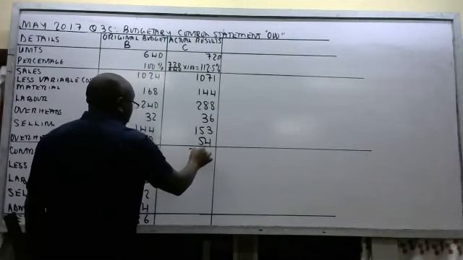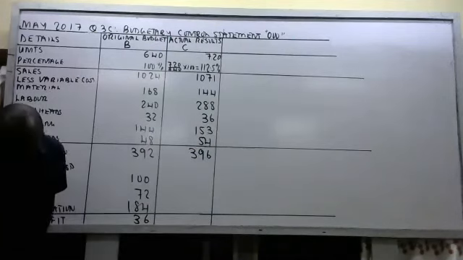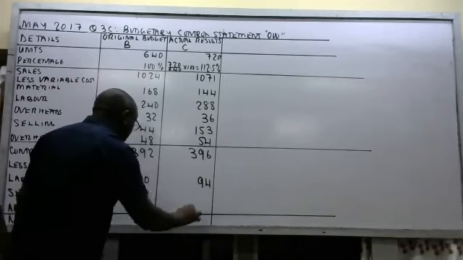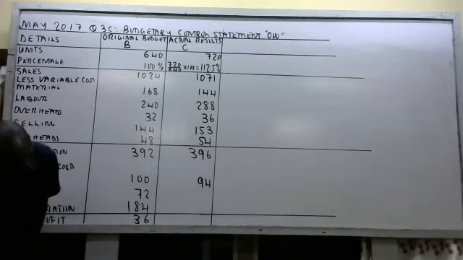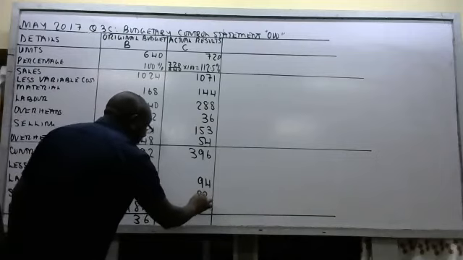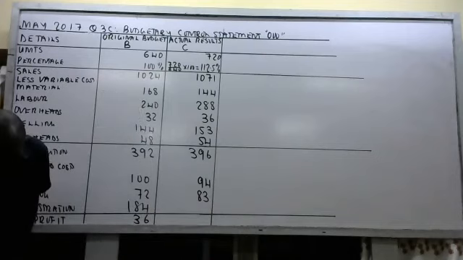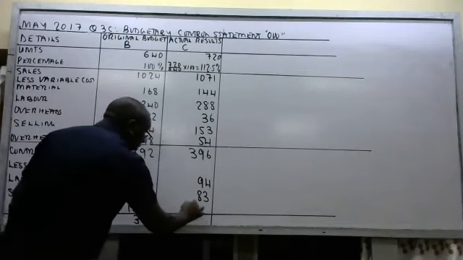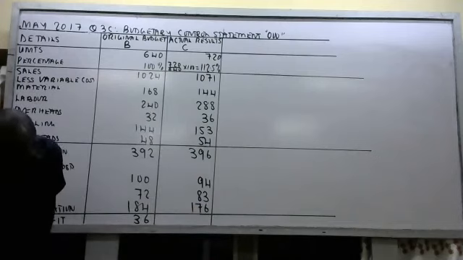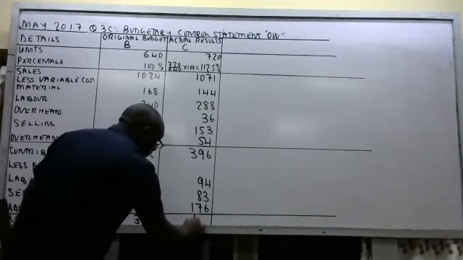396. The labor that is fixed is 94. This other one, selling, is 83. And the admin is 176. And confirm whether the profit goes to 43.